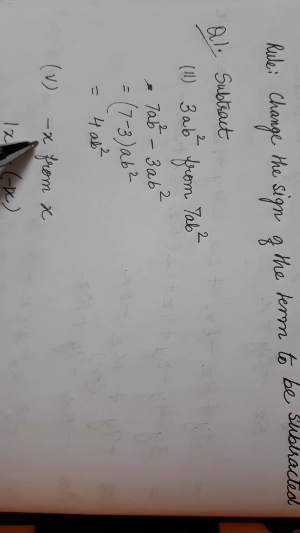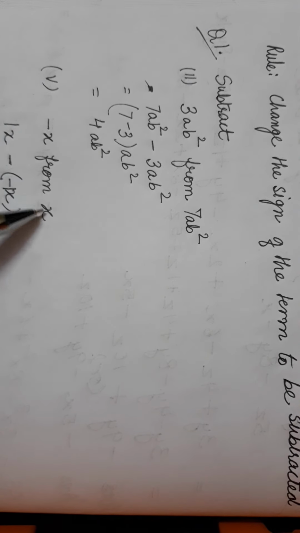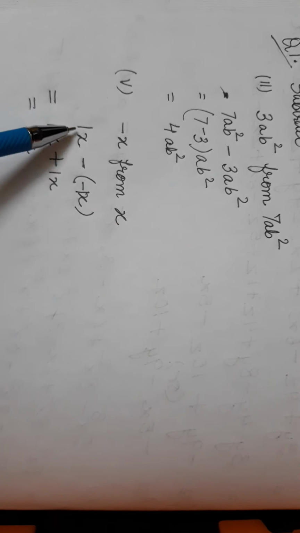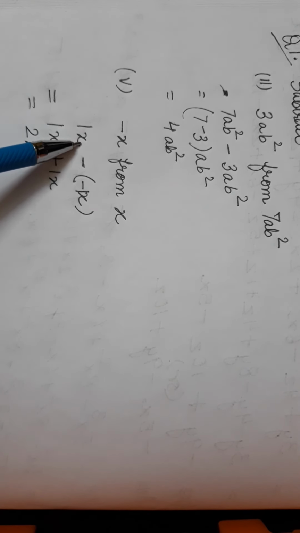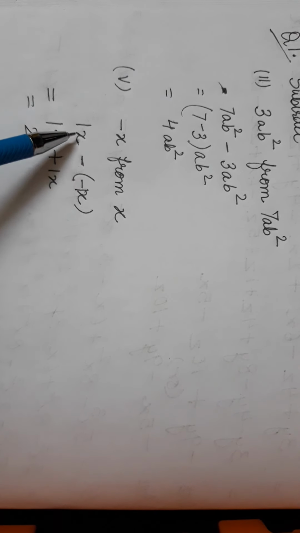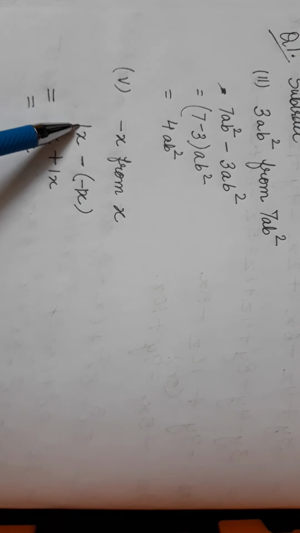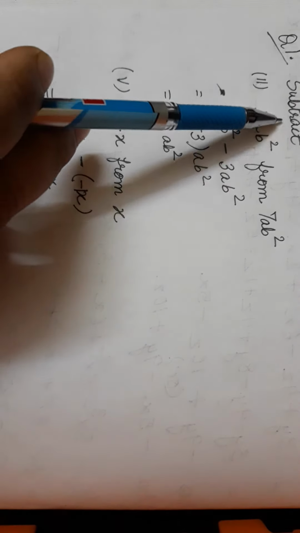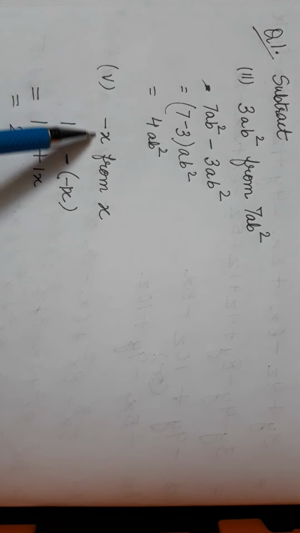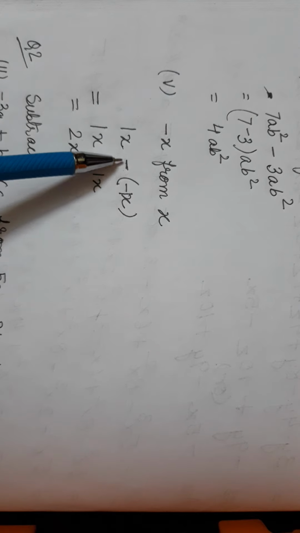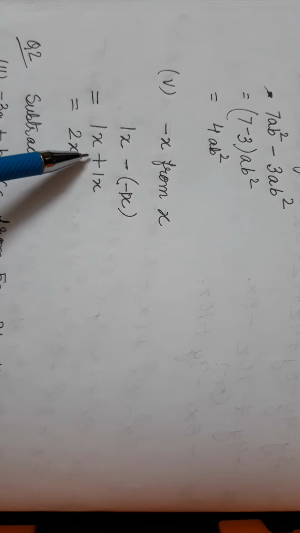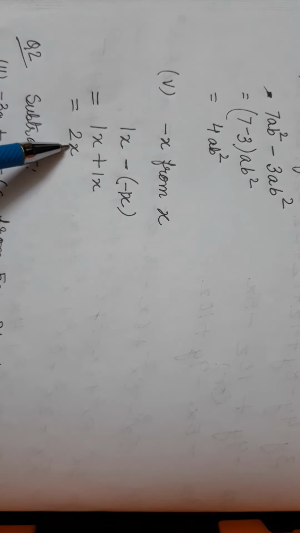Here we are taking another sub number, sub number 5. Here we have minus x from x. We have to subtract minus x from x. So we put here x. As we know, if any term doesn't have any numerical, then it is considered as 1. So here 1x minus, because it has to be subtracted, and then we bring this negative term here. We put it in the bracket because two signs cannot be put together. When we multiply these two signs, minus minus becomes plus, and then we get this answer.